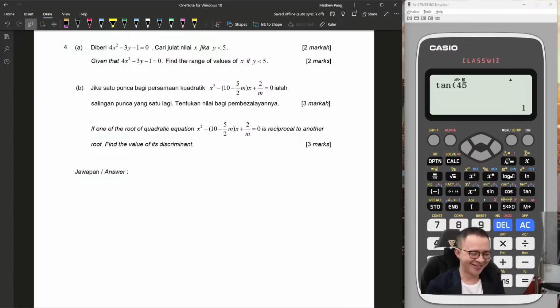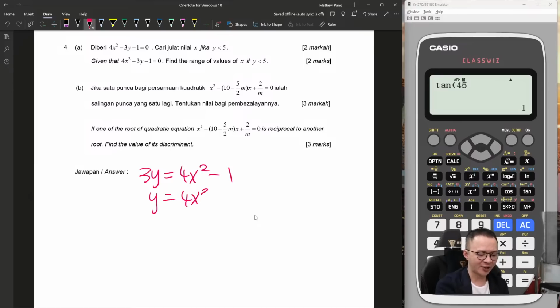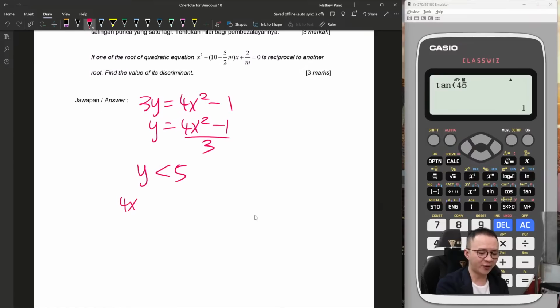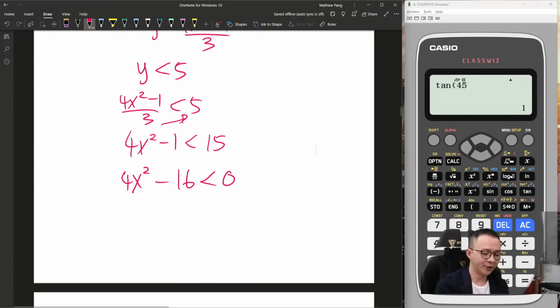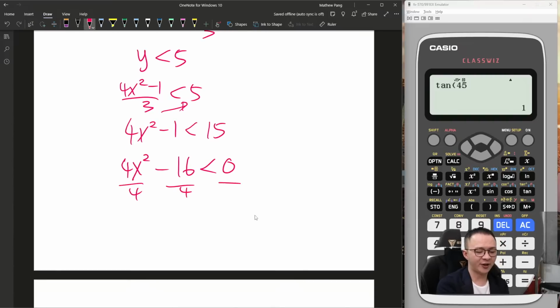Okay, so let's continue. This question obviously says y is less than 5, so I want to make y the subject. I'm going to move things around. So 3y equals 4x squared minus 1. So y equals 4x squared minus 1 over 3. So when y is less than 5, that means the whole thing, 4x squared minus 1 over 3, must be less than 5. Then 4x squared minus 1 is less than 15. Okay, 3 times 5 is 15. Then 4x squared minus 16 is less than 0. Then I divide by 4 on each term. Then x squared minus 4 is less than 0.